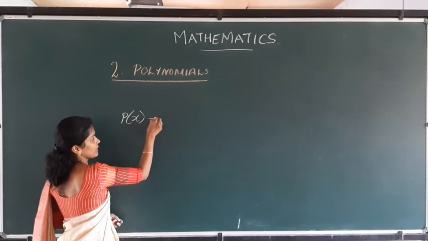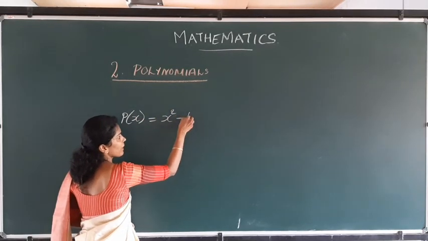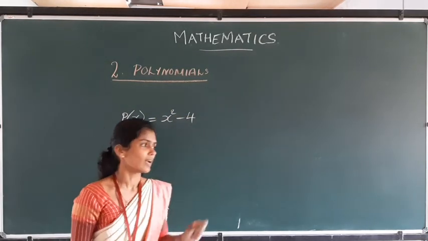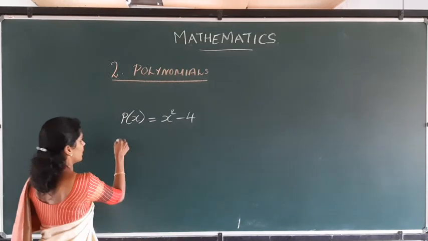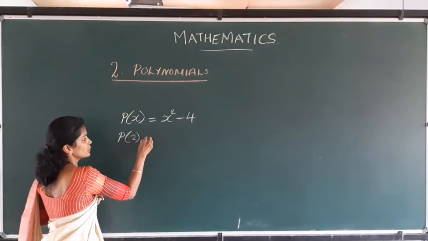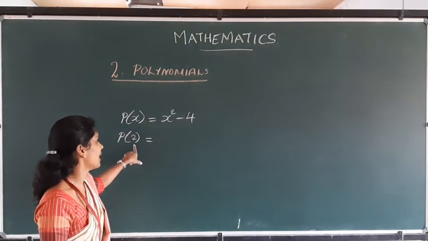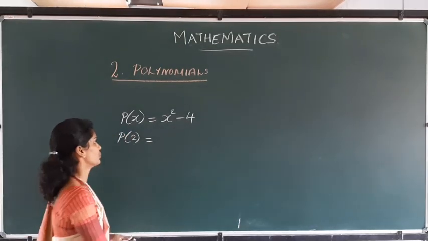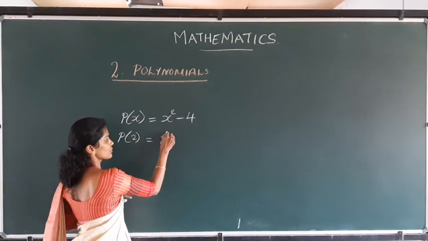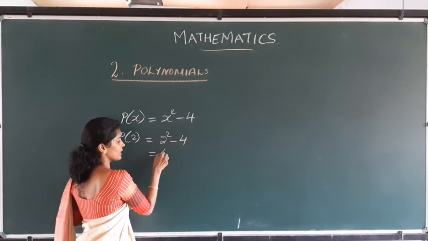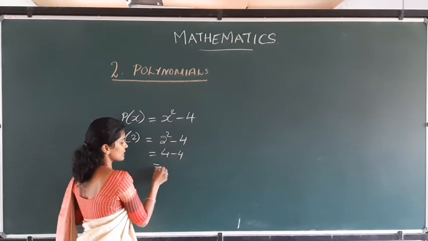P of x equal to x squared minus 4. Substitute x equal to 2. That means we want to find the value of p of x at x equal to 2. We get 2 squared minus 4. That's equal to 4 minus 4. This is equal to 0.